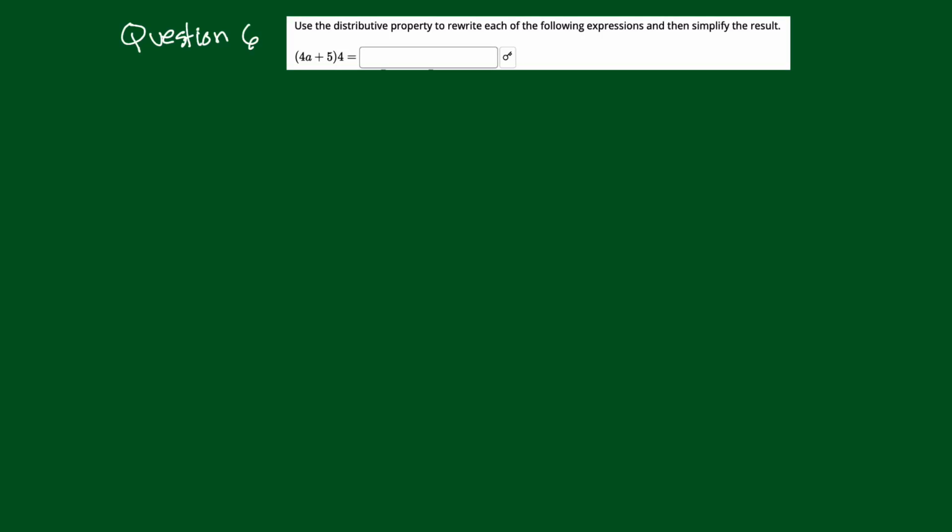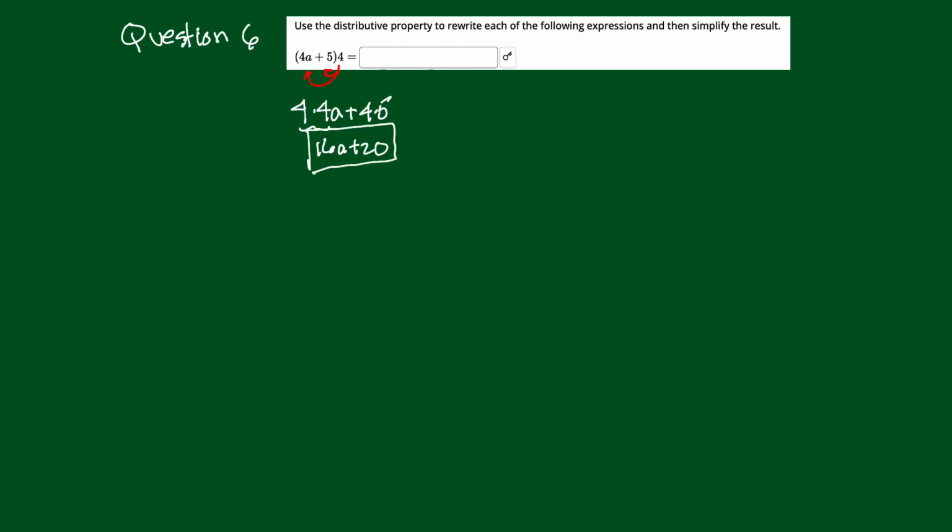Now in question 6, we're going to use the distributive property to rewrite this expression right here. I've got this two-term expression times this 4. So I'm going to distribute that 4 in here and then here. So let's multiply. I'm going to get 4 times 4a plus 4 times 5, 16a plus 20, and that's the best we can do.